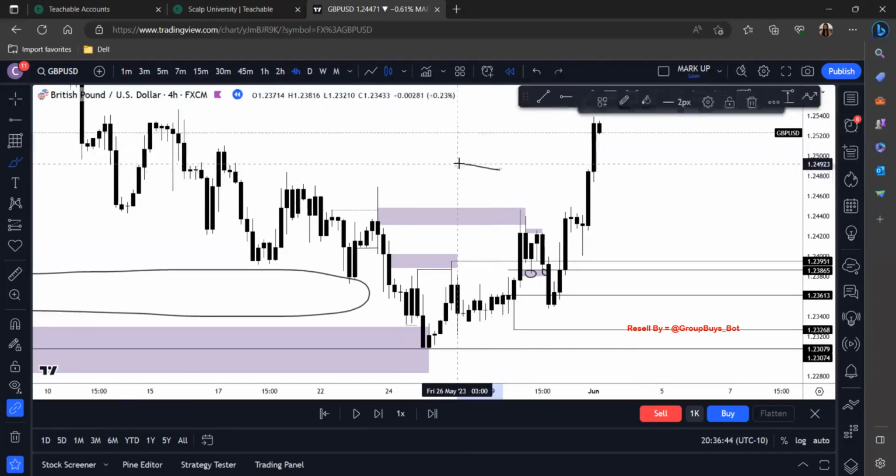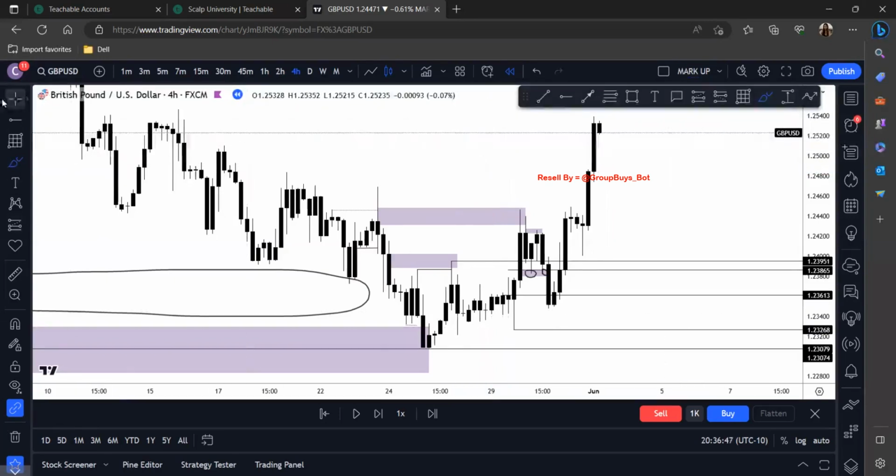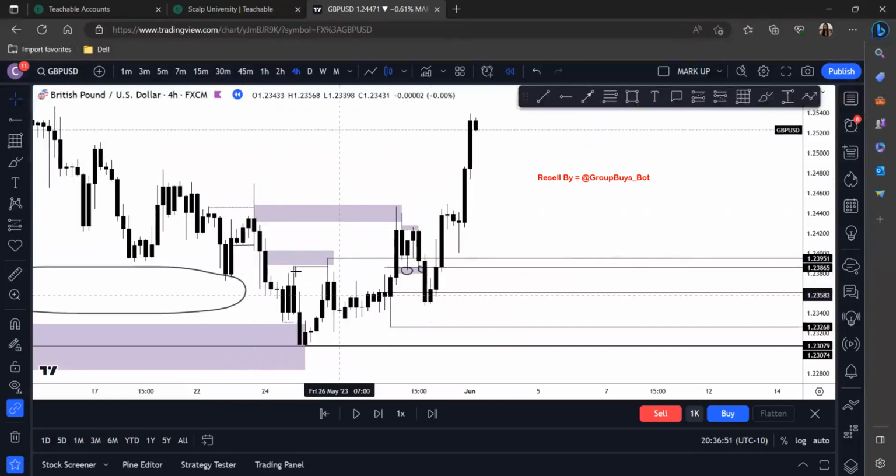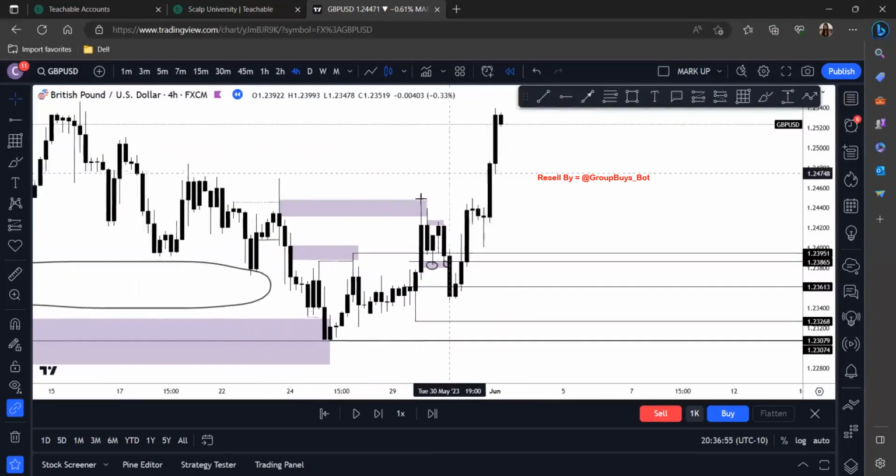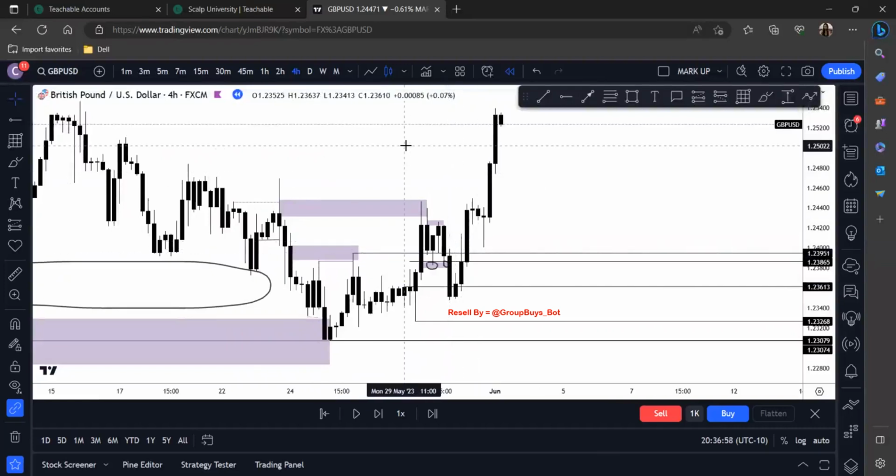Because look at this. We had so many plays within this higher time frame structure alone. You see how it was hitting back and forth, POIs, clearing out liquidity, breaking structure. It's just back and forth. And all you need to do is refine these entries on the lower time frame.